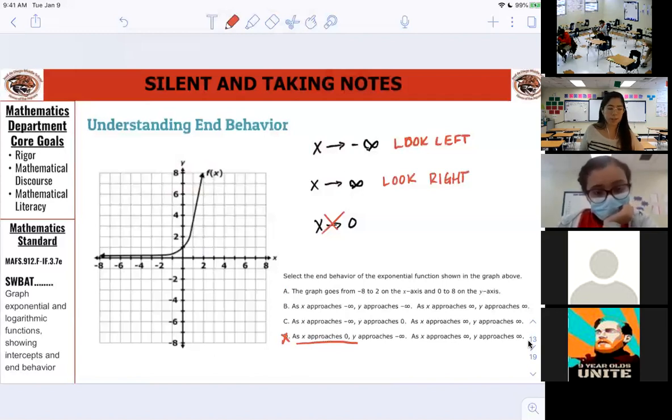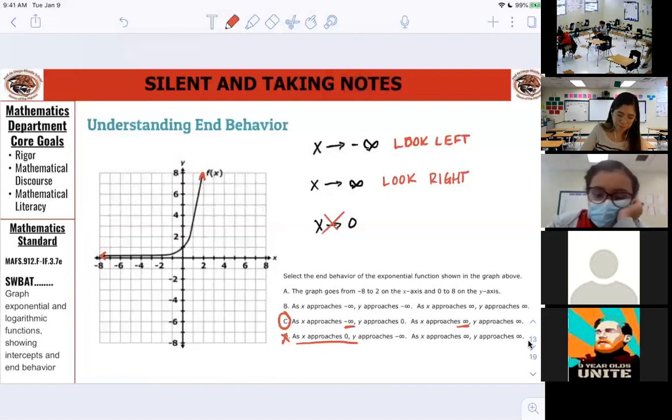Jalen says it's C. Do you guys agree? Wait, let me read it. Yeah, I think it's C. I agree. Good, it is. As x approaches negative infinity, so on the left, the graph is trying to reach 0. But on the right, the graph is trying to go up towards infinity. So good job, Jalen. Because it also says if x is going to infinity, y is going to go up to infinity as well. Exactly.